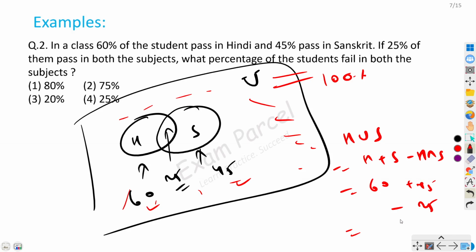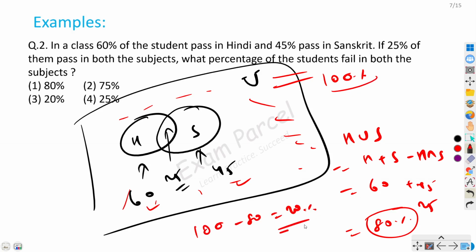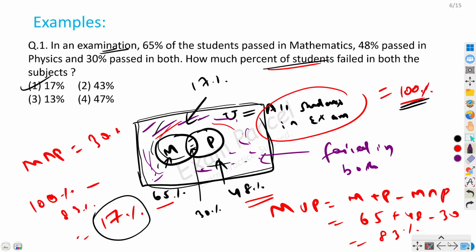So 105 minus 25, that would be 80%. So 80% passed in either Hindi or Sanskrit, so at least they have passed in one subject. How many have failed in both subjects? Obviously we will have to subtract this portion from 100%. So 100% minus 80% would be 20%. Option three. I hope you understood. Both of these questions were almost similar.